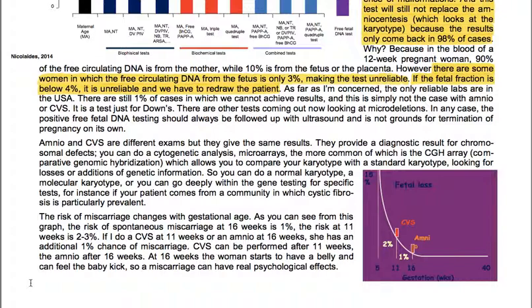The risk of miscarriage changes with gestational age. As you can see from this graph, the risk of spontaneous miscarriage at 16 weeks is 1%. The risk at 11 weeks is 3%. If I do a chorionic villus sampling at 11 weeks or an amnio at 16 weeks, she has an additional 1% chance of miscarriage. Chorionic villus sampling can be performed after 11 weeks, the amnio after 16 weeks. At 16 weeks, the woman starts to have a belly and can feel the baby kick, so a miscarriage can have real psychological effects.